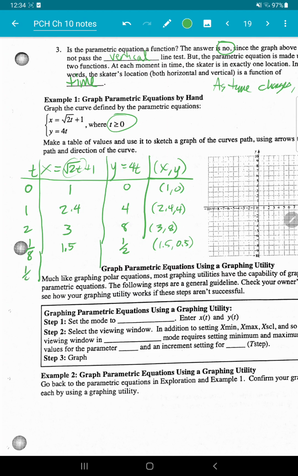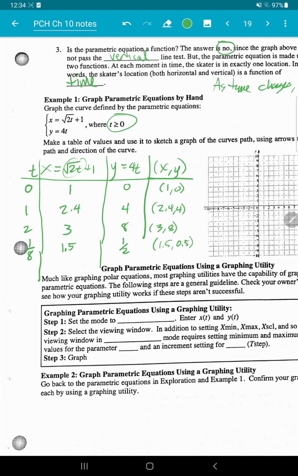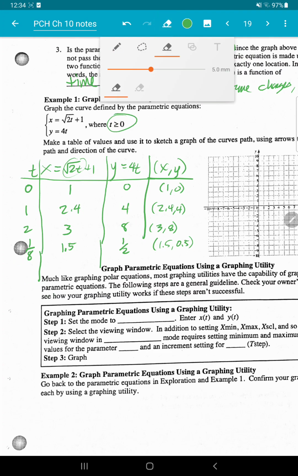Let's do 1/4. If we plug in 1/4, 2 times 1/4 is 1/2, so we'll get root of 1/2 plus 1, and that will give, let's see here, let's not actually do 1/4. That's not giving us a nice number. Let's erase that. Sorry about that. Let's just do a different number. Let's see. What number will work nicely?